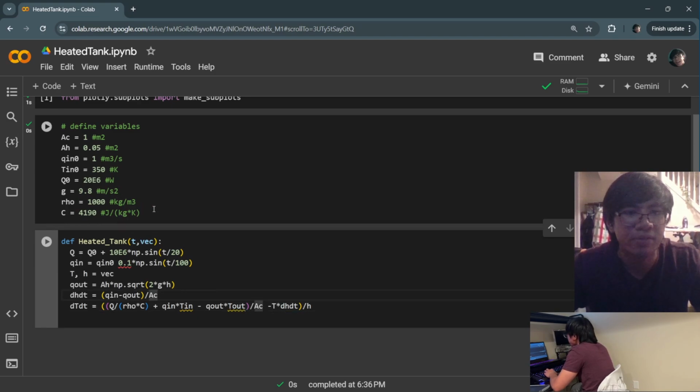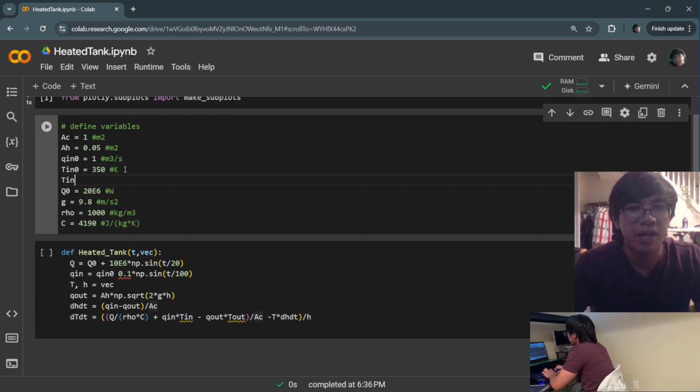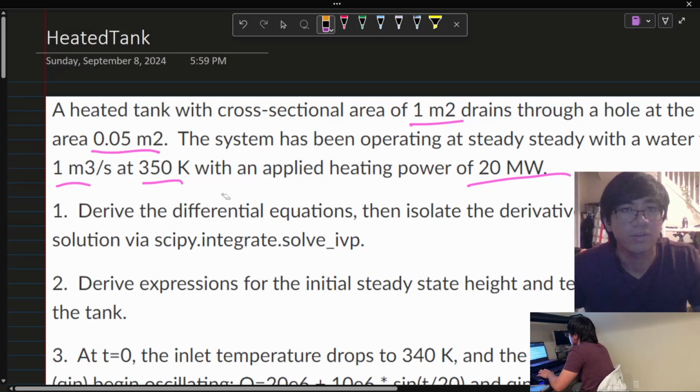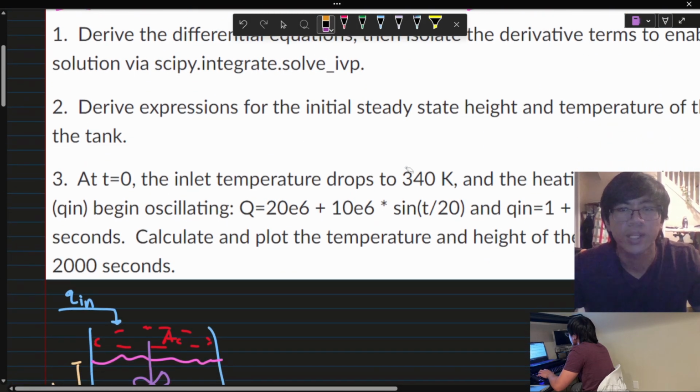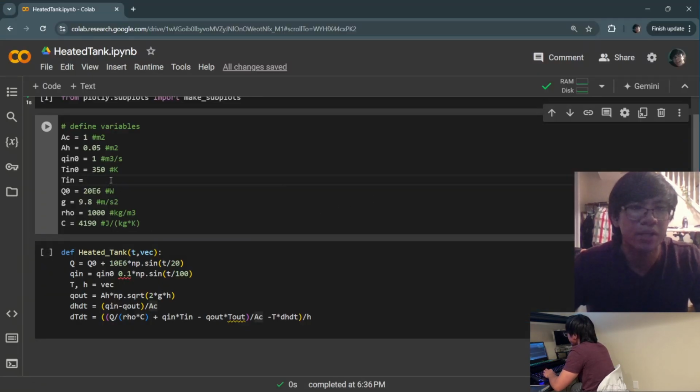Oh, I see. We need to define our temperatures. We have T in initial, and we need T in now, what it changed to. It dropped from 350 to 340, I believe. So T in is 340 Kelvin.